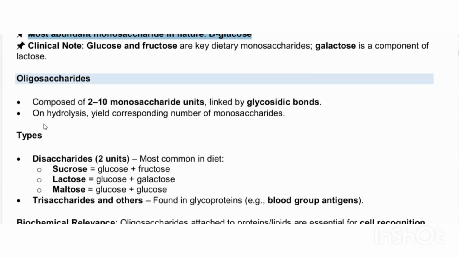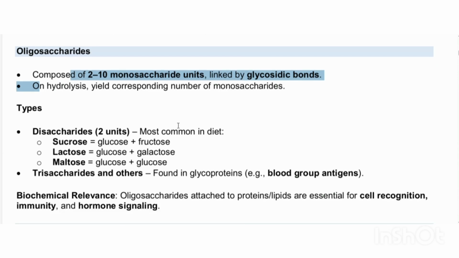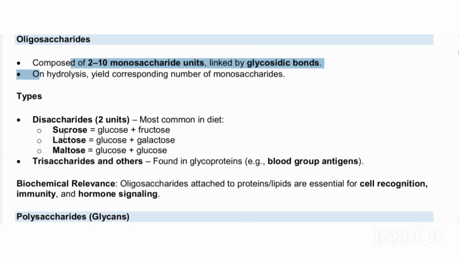Oligosaccharides, the second class of carbohydrates. They are composed of 2 to 10 monosaccharide units, and they are linked by a covalent bond known as glycosidic bonds. As they have many units, on hydrolysis they yield a corresponding number of monosaccharides. They may be disaccharides, which means that they are composed of 2 units.